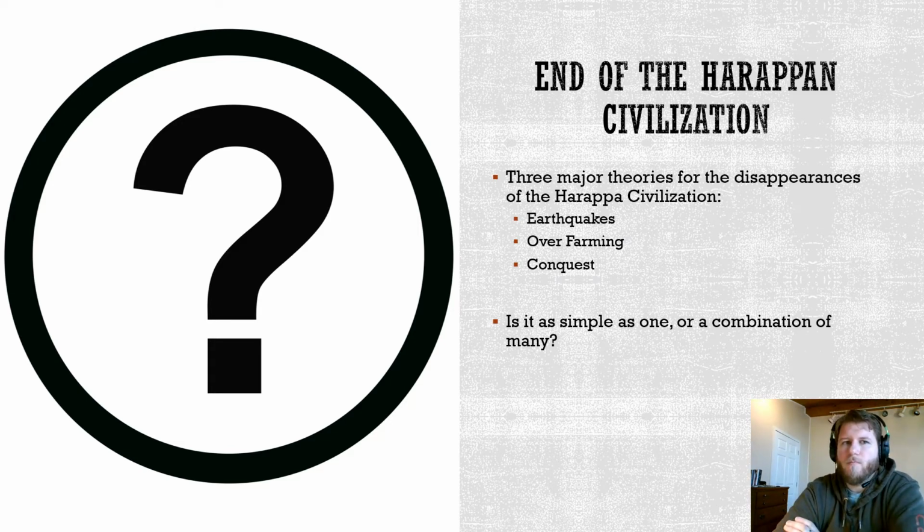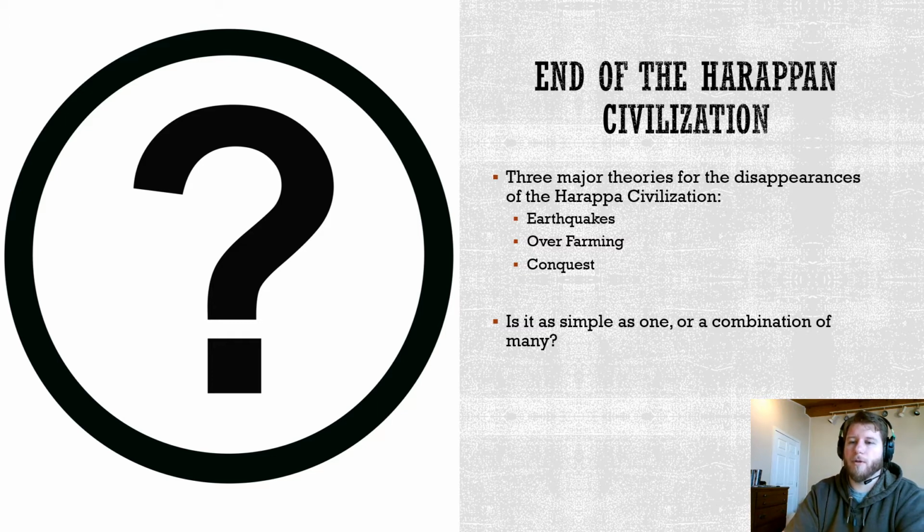Now, I put this second bullet on here because I don't think it's so easy to pick out one thing and say, this is the reason everything happened. I think that you have to be a bit more flexible than that. I think we have to look at how some or all of these could have influenced one another. So there could have been an earthquake, which led to some river shifts, which led to panicked over-farming. Eventually, you're going to have conquest that comes in on top of that.